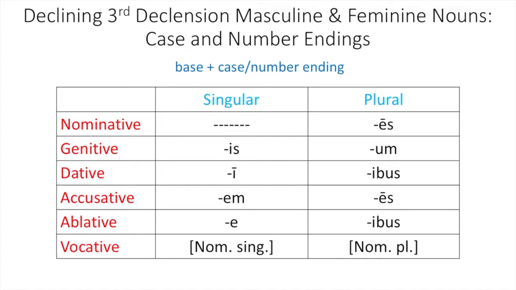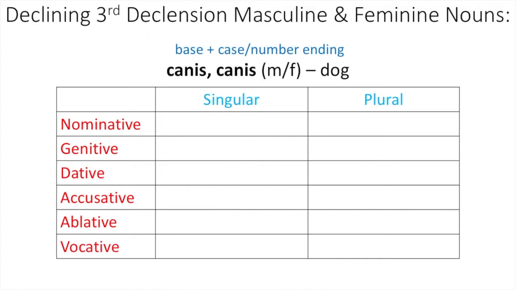So let's apply these to a noun. And let's use the example canis, canis. It can be masculine or feminine. It means dog. So since this noun can be either, it is a good example of a masculine or feminine noun to work with its endings. So third declension nouns are declined the same way as all your other nouns. You take your base and your case and number endings. You get your base in the same place as you do with your other declensions, from your genitive singular form.